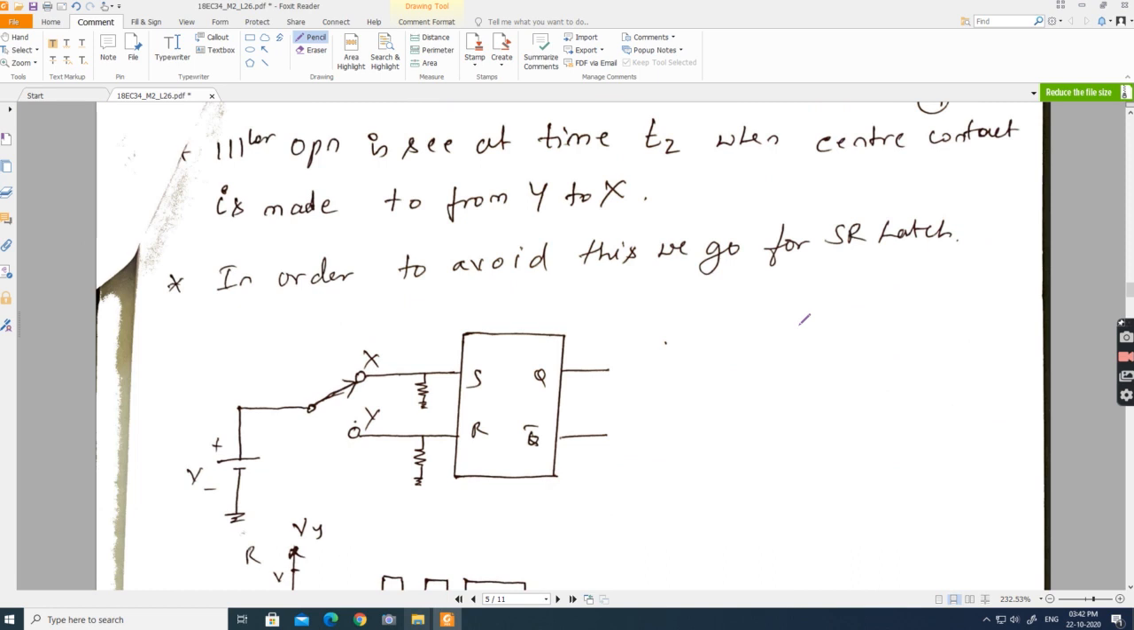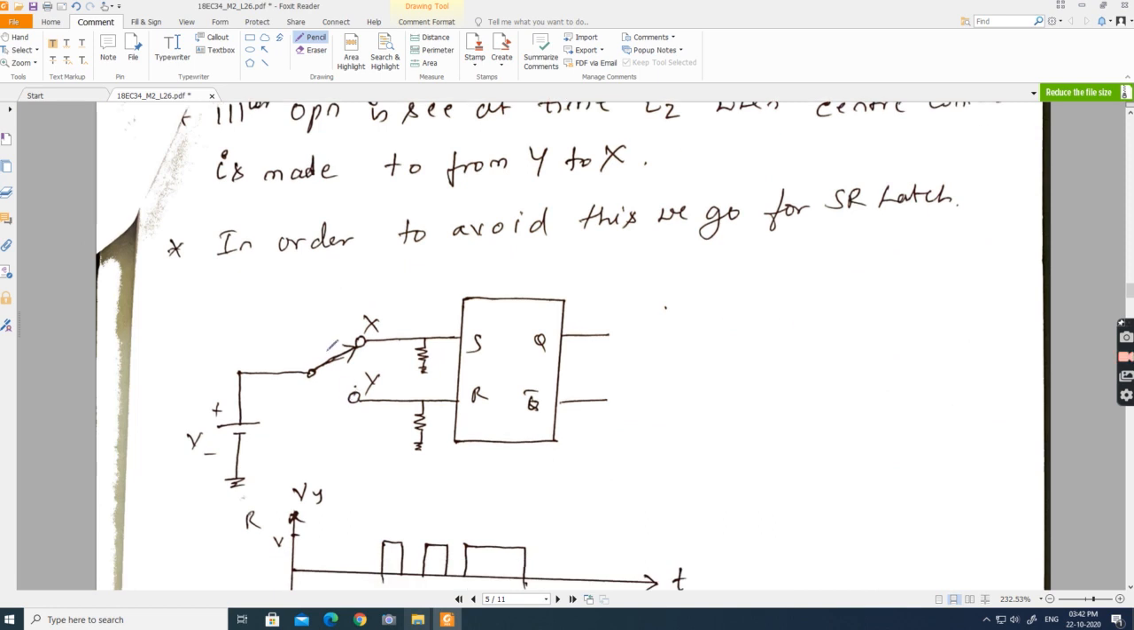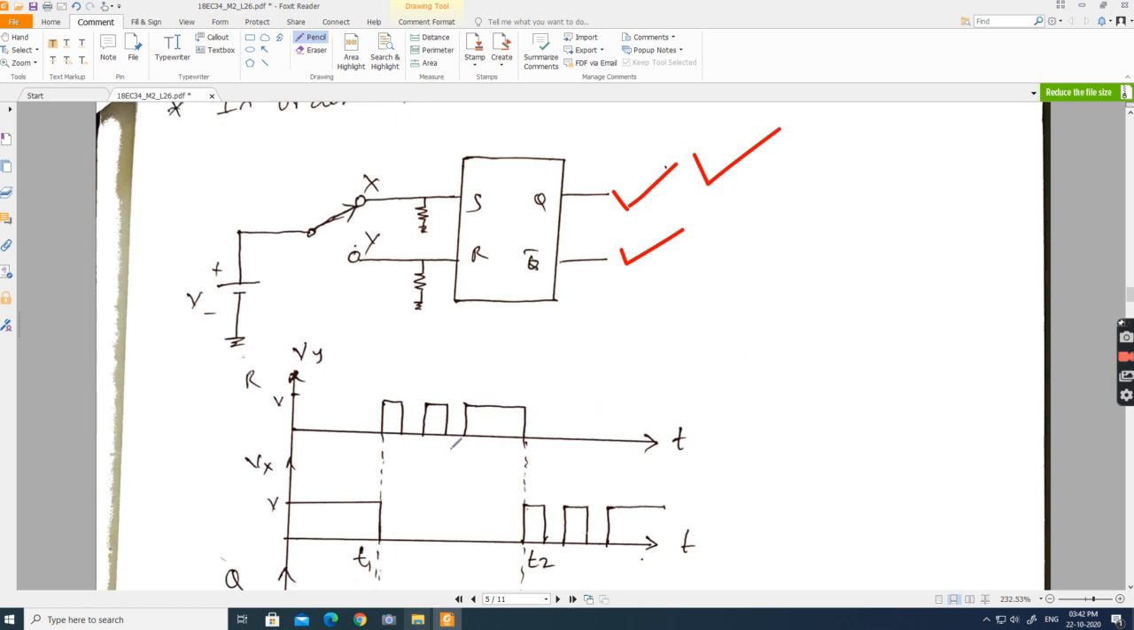So what did I do now? You'll note, instead of connecting the X and Y outputs directly, I am connecting a latch here, and the output is now Q and Q bar. Obviously I'll take the output either here or here. Usually I'll be taking the output at the Q side. So how does the action happen here?